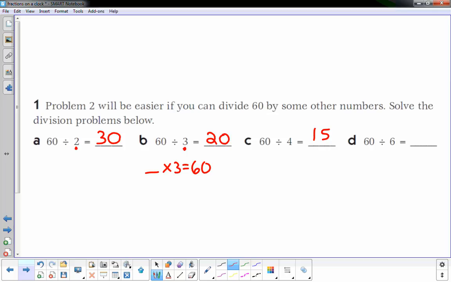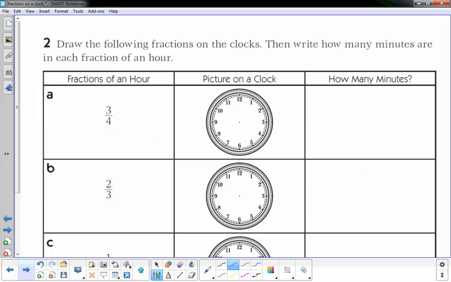60 divided by 6. What times 6 is 60? You're right, it's 10. So 60 divided by 6 is 10. Those might be helpful numbers for us later. 2. Draw the following fractions on the clocks. Then write how many minutes are in each fraction of an hour.